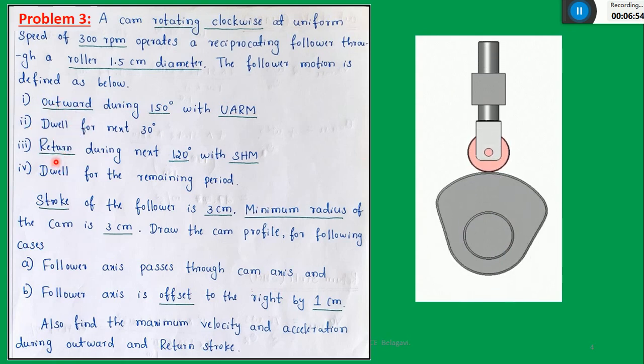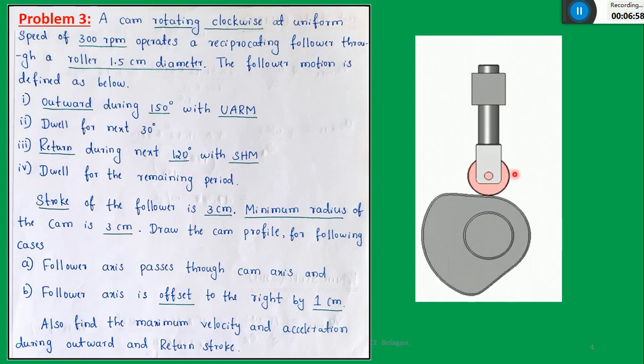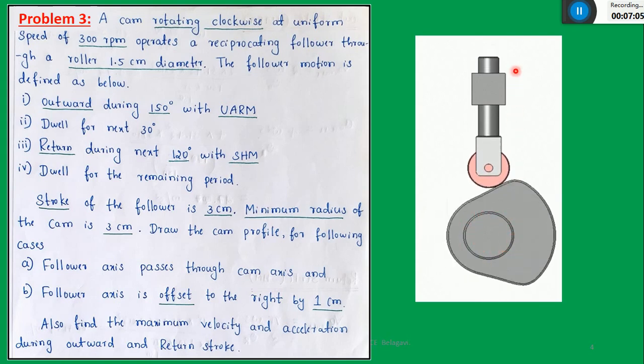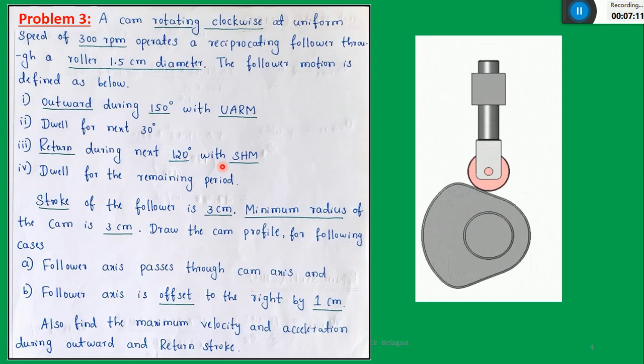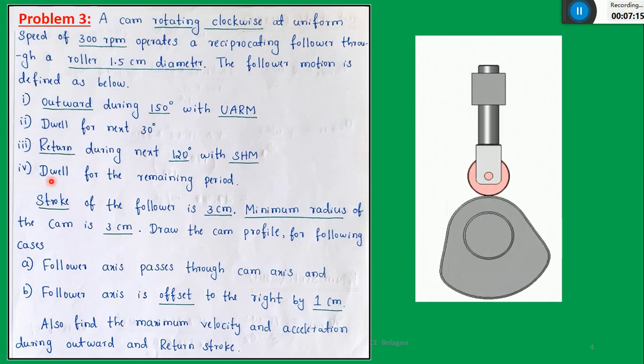After that, return during the next 120 degree with a simple harmonic motion. For the next 120 degree of cam rotation, the follower is coming down with simple harmonic motion. So it is also given. After that, the fourth one, dwell for the remaining period.